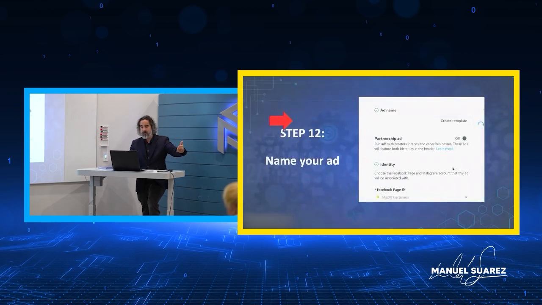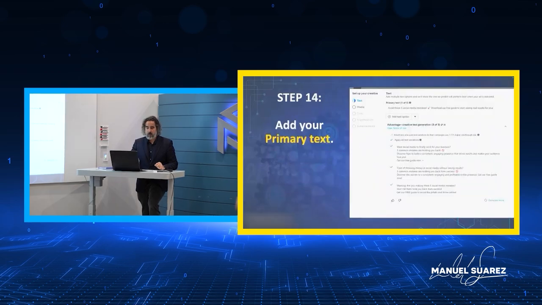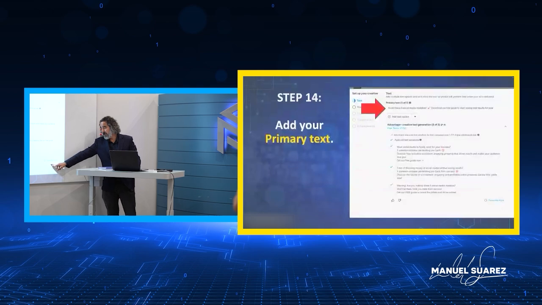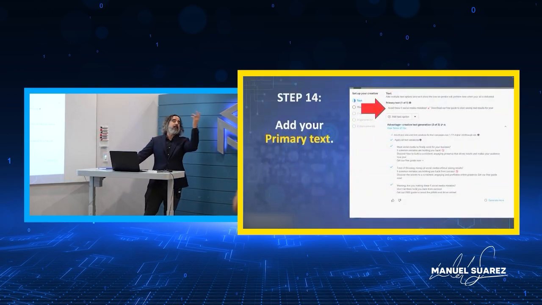Step by step, how do you do it? Name your ad, single image, set up your creative. Okay, here we go. Facebook has integrated AI, which is really cool. Look at that button over here that says generate more. You're going to see it on pretty much all the different screens. It's going to give you more AI-driven ideas on copy.